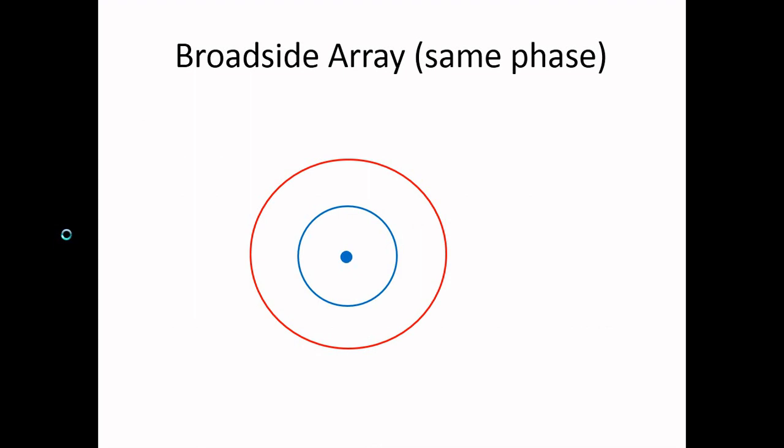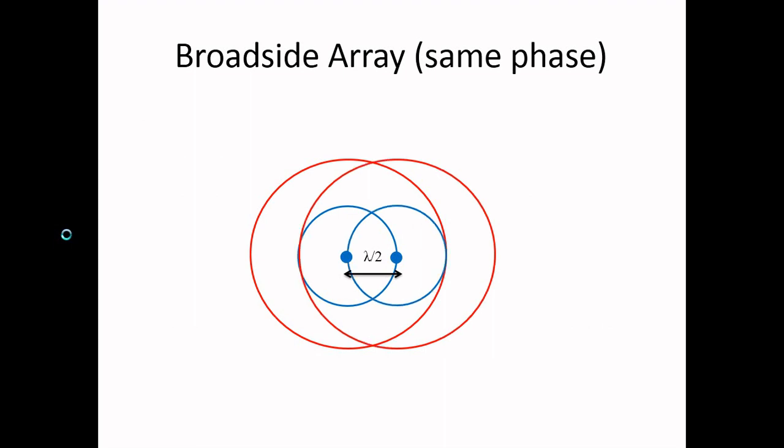See, I have already told you that this blue colored circle we are imagining as a positive half cycle, and the red colored circle is the negative half cycle. So when, close to this isotropic element, another isotropic element is placed at a distance of lambda by 2, and if the second element is also given the same supply with the same phase, it will also radiate in the same way. So if we observe these intersecting circles, we can see that the red color is intersecting and the blue color is intersecting in the 90-degree direction and the 270-degree direction.